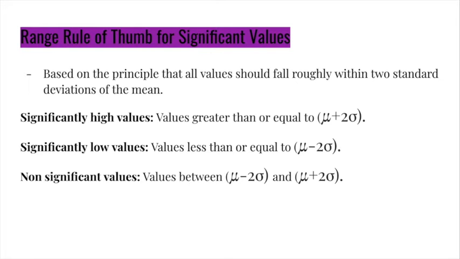To find the significant values, we're going to use the range rule of thumb, which is based on the principle that all values should fall roughly within 2 standard deviations of the mean. So in order to calculate these, we're going to find the significantly high values by seeing if there are values greater than or equal to the mean plus 2 times the standard deviation. Significantly low values are going to be found using the same formula, but just subtracting the 2 standard deviations from the mean instead of adding them. And then all the non-significant values are going to be the values that fall between those 2 numbers.